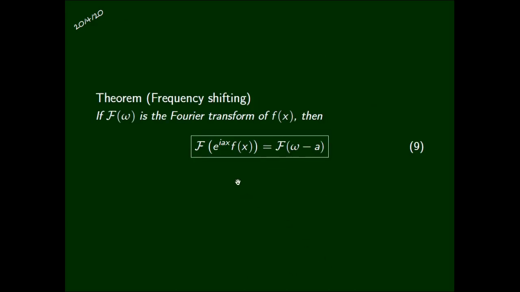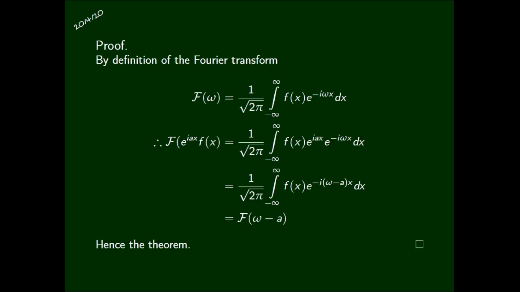Next we are going to discuss frequency shifting, that means shifting in the frequency domain. If f bar of omega is the Fourier transform of f of x, then the Fourier transform of e raised to iax into f of x is equal to f bar of omega minus a. We have a familiar theorem in the Laplace transform, that is the first shifting property. Similar to that, we have here e raised to at into f of t. Instead of that, we have e raised to iax f of x. There is a difference. As in the previous case, we start from the definition.